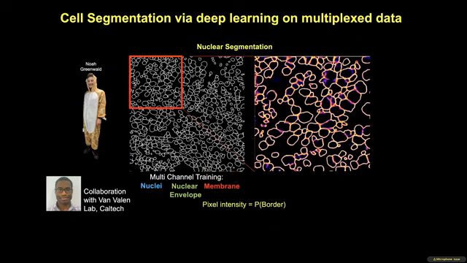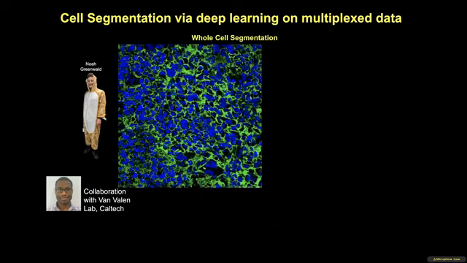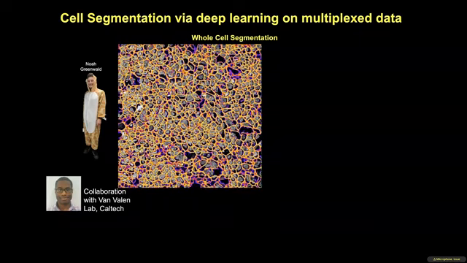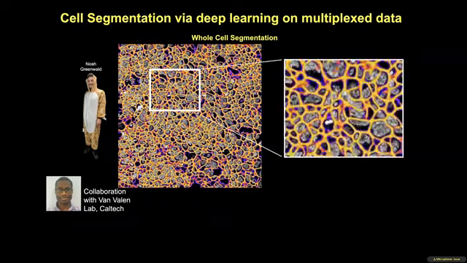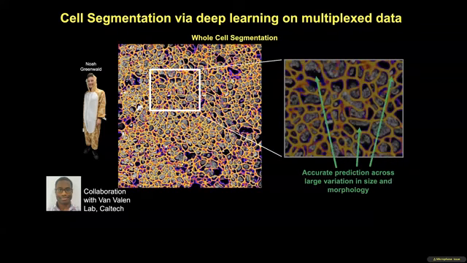But the thing that we're very happy about is that we've now got this working pretty well in whole cell segmentation as well. And this has been the one that has bedeviled the community for a while. Here's an example of that. And again, you can see that it seems to be working fairly accurately on cells of a variety of different sizes and shapes.